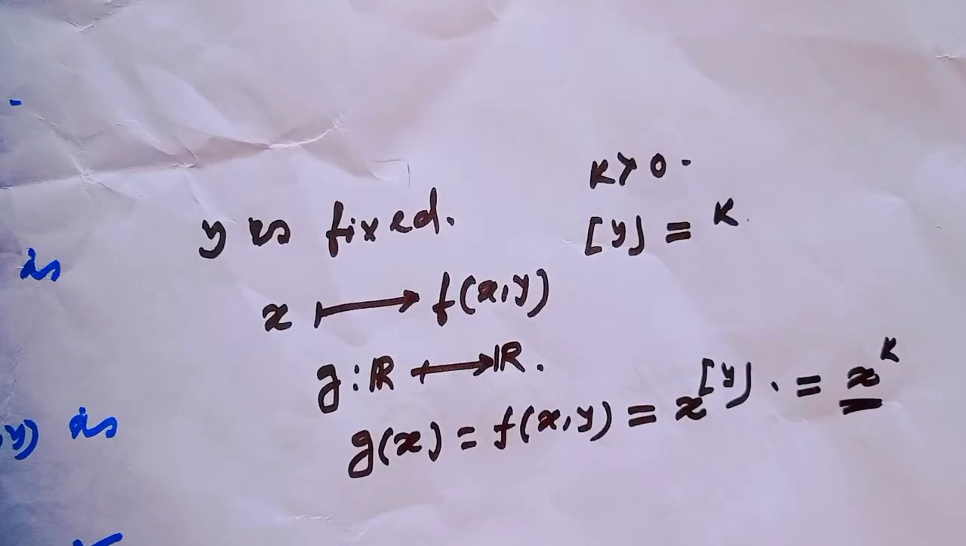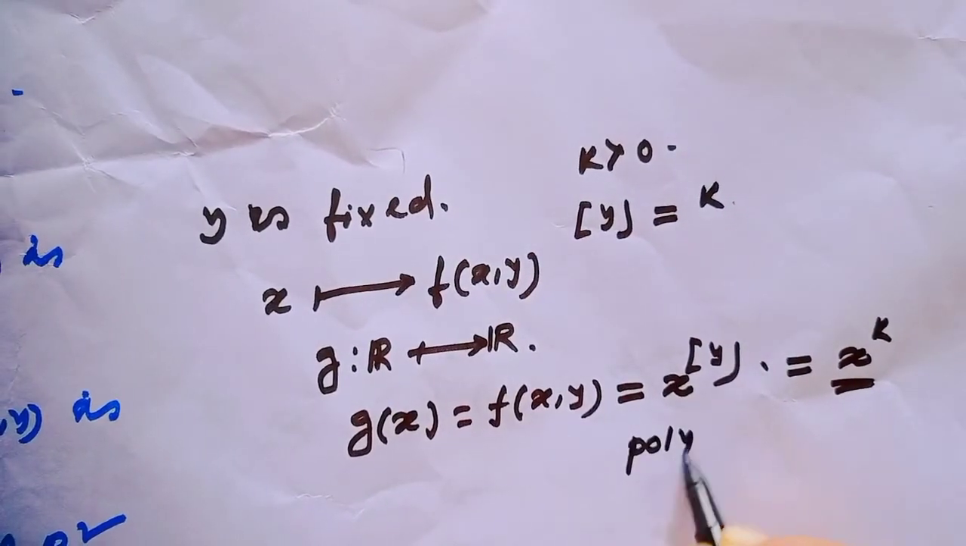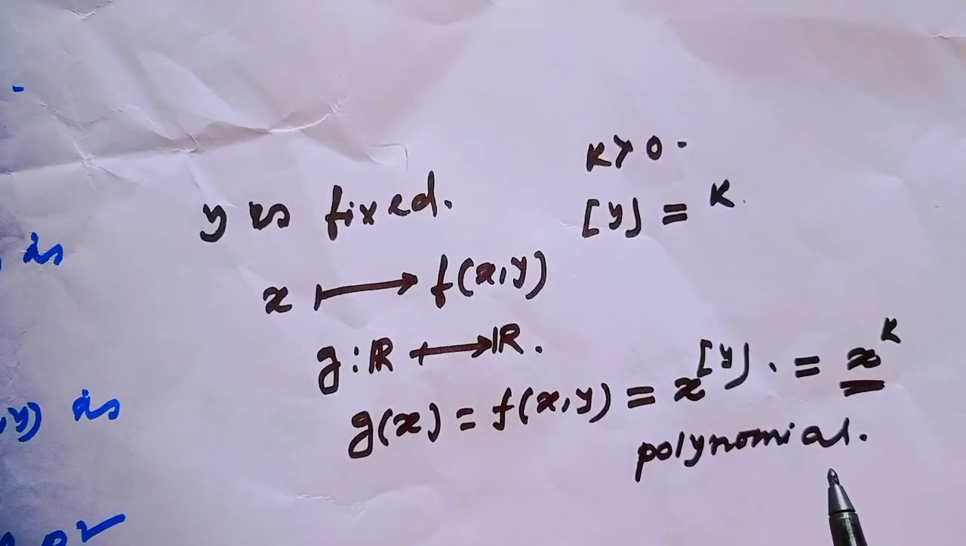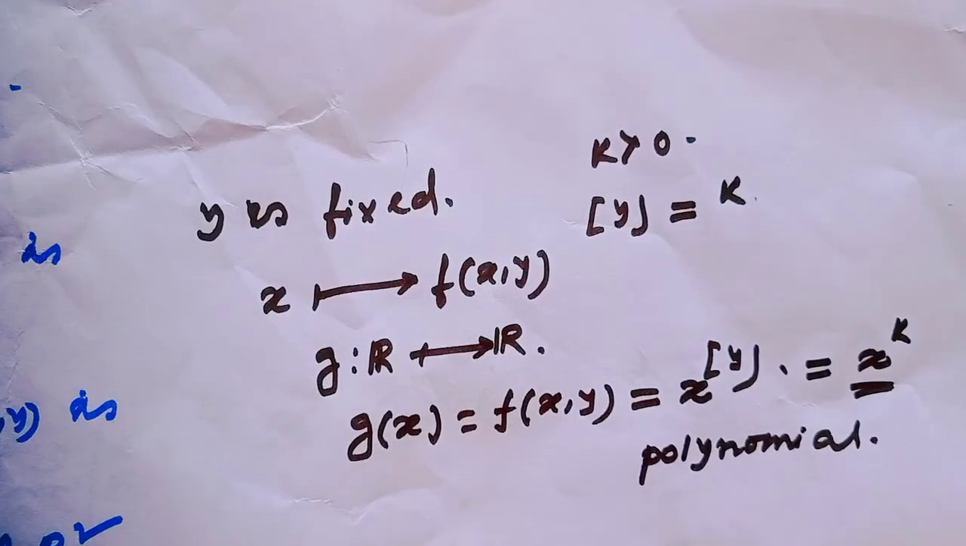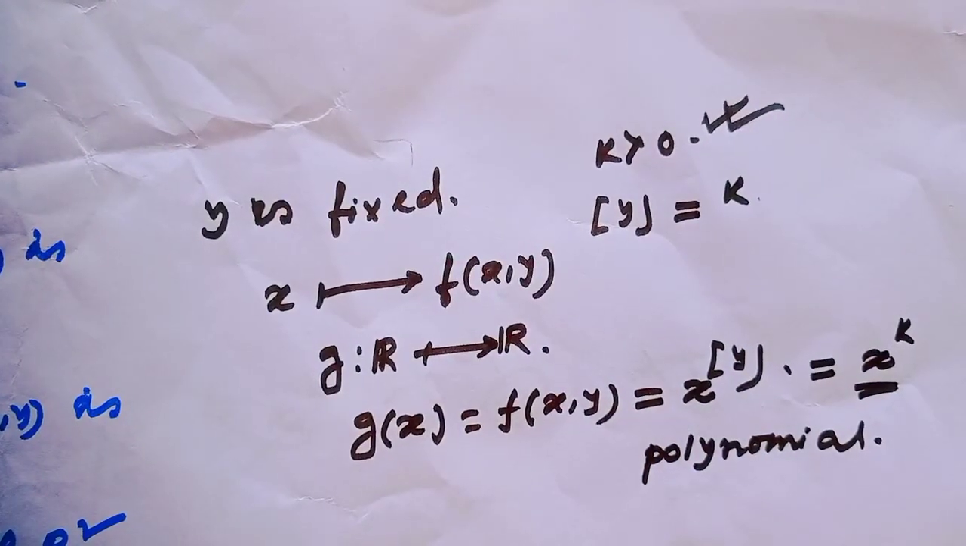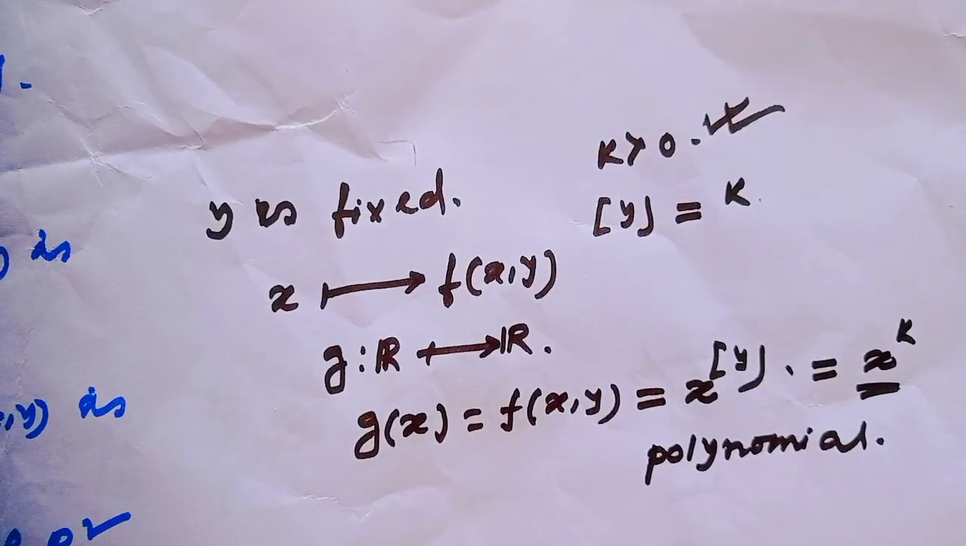And notice this function. This function is a polynomial. We all of us know it. We all of us know any polynomial function will always be continuous. So when k is greater than 0, our new function g will always be continuous.